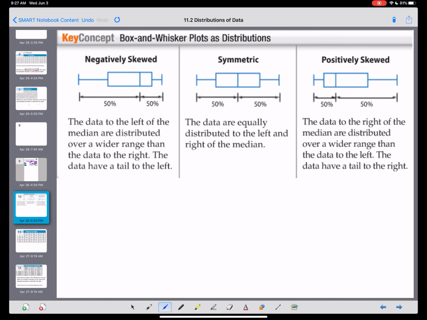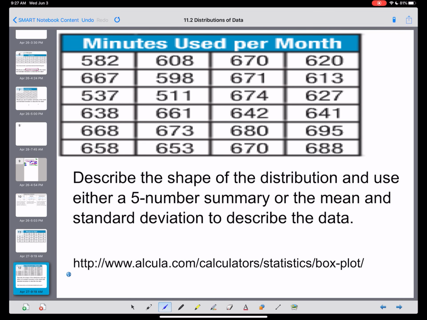And just like a histogram, we can have skewed. So you guys can definitely read all of that. It's pretty important. Okay. And then we want to describe the shape of the distribution, using either the 5-number summary or that. If you want to do a box plot, once again, I have linked another site here for you to play with and mess around with.